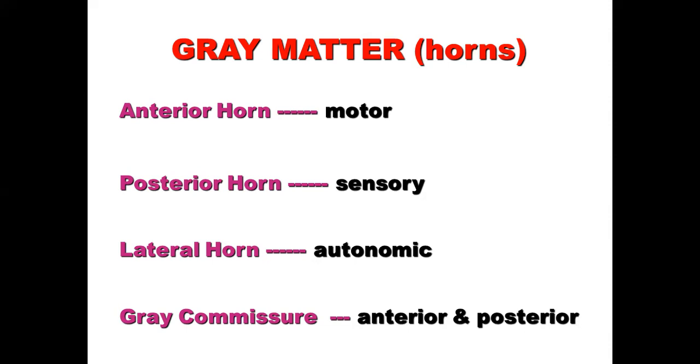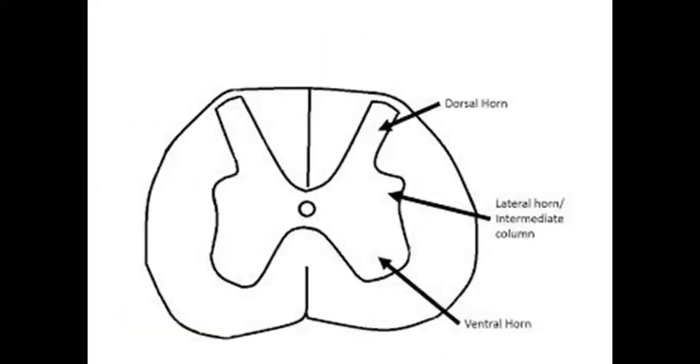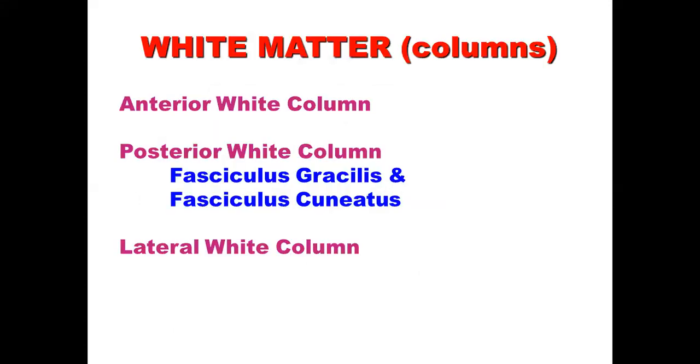And gray commissure: anterior gray commissure is anterior to the central canal, and posterior gray commissure is posterior to the central canal. The gray commissure connects the right and left gray horns. This is central canal, and here is the gray commissure. This is anterior gray commissure, posterior gray commissure, and these are the posterior horn, anterior horn, and here is lateral horn.